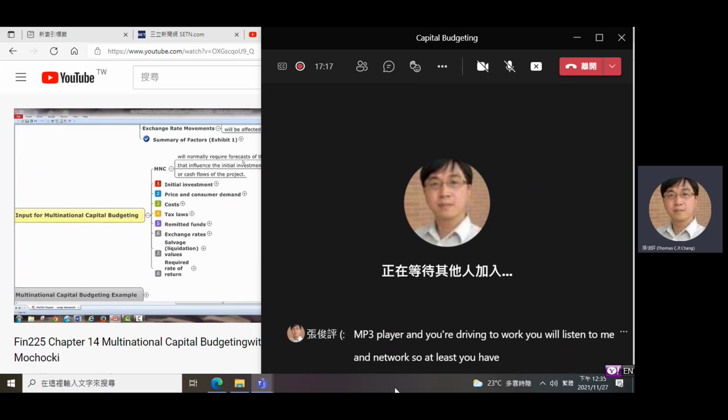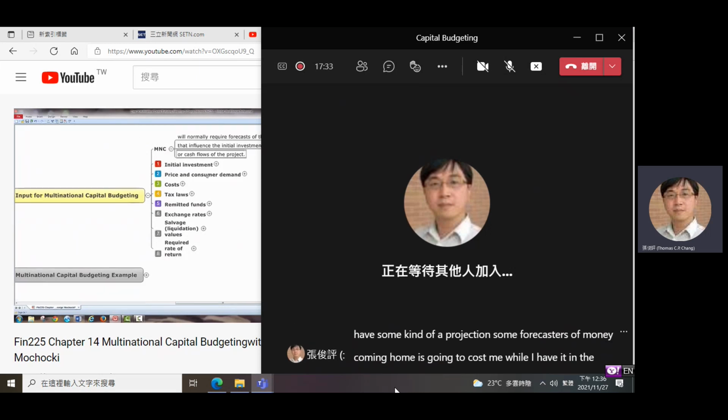Okay, an MNC will normally require forecasts of financials that influence initial investments or cash flows of the project. Remember, cash flows in or cash flows out. I have to have some kind of a projection, some forecast. Where's the money coming from? How much is it going to cost me? Will I have it in the right denomination at the right time that's needed?